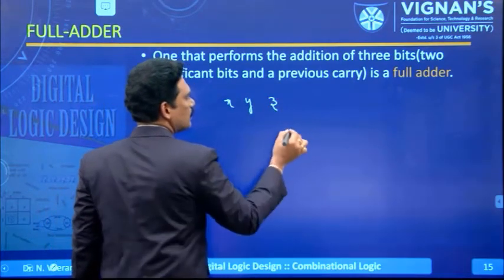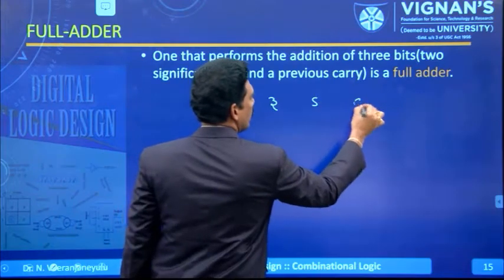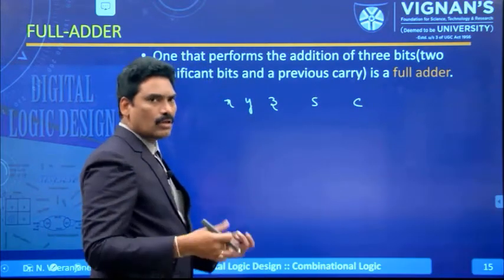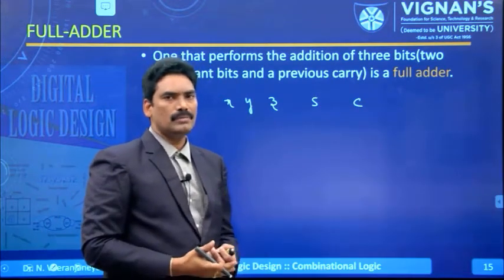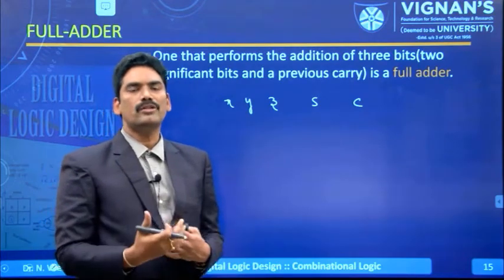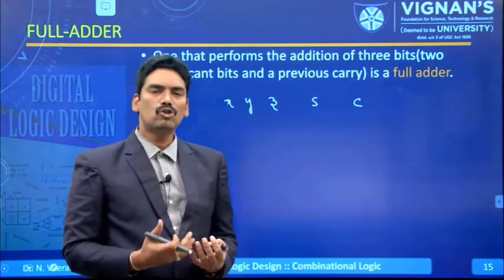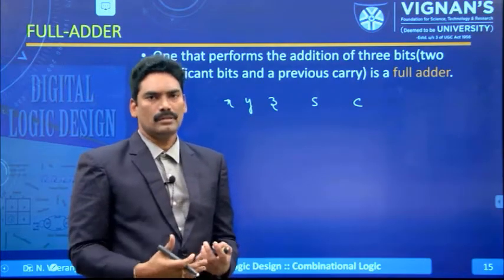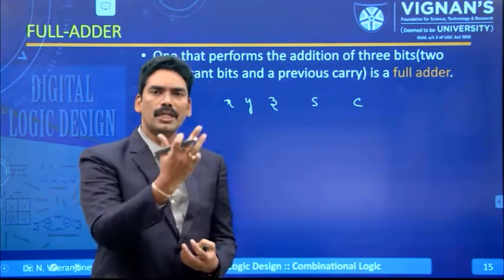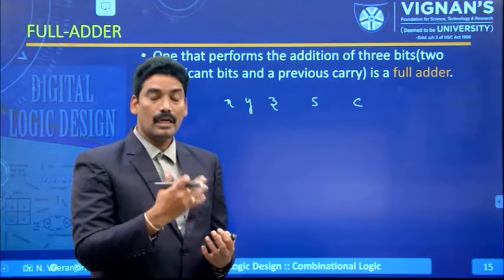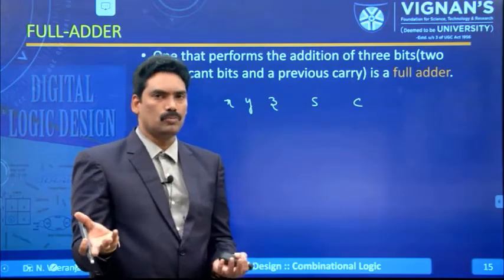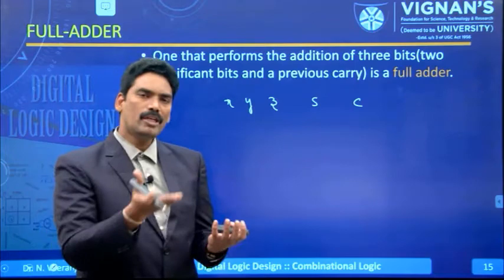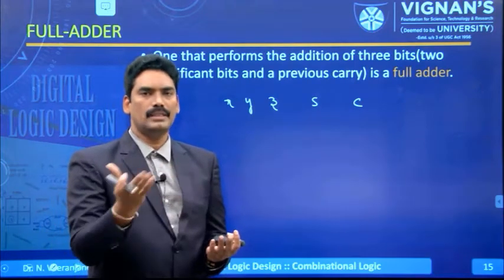3 bits, sum and carry. First of all, what is the statement of the problem? We are going to design a circuit to perform addition on 3 bits, and the name is full adder. How many input variables will be there? 3 input variables. How many outputs will be there? 2, sum and carry. The inputs are x, y, z, suppose.